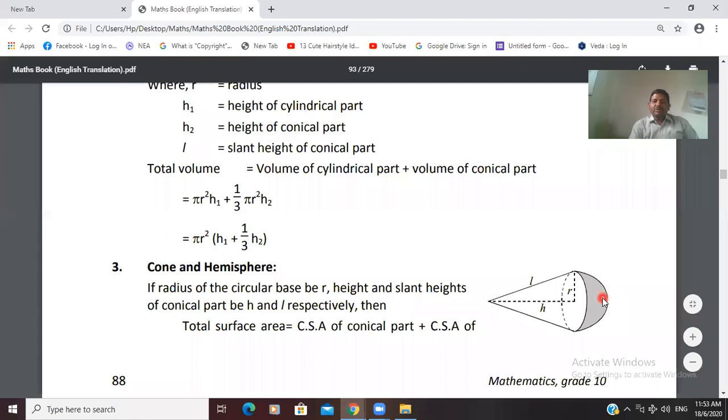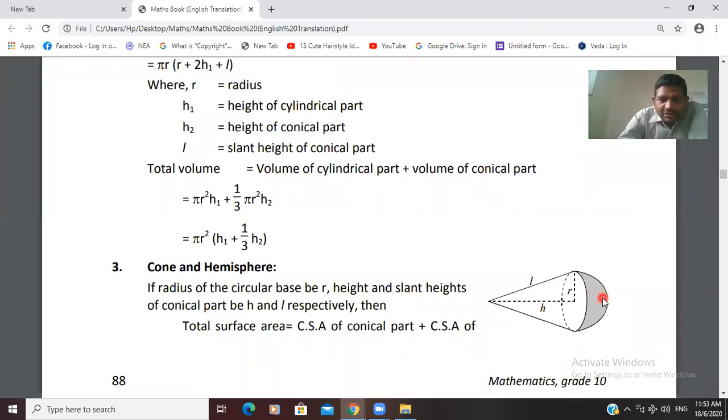Now we have 10 minutes more to listen. So listen carefully, at least 10 minutes more. Okay, then I am going to discuss this third solid object that is formed with the combination of cone and hemisphere.